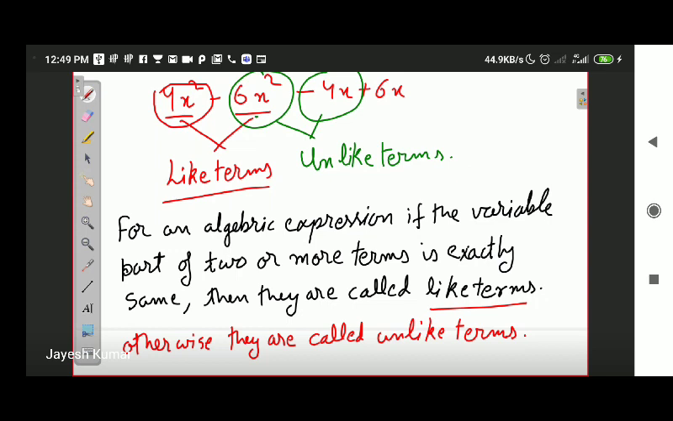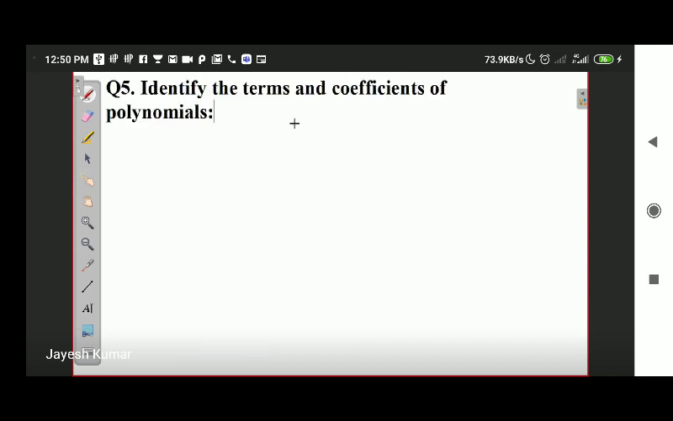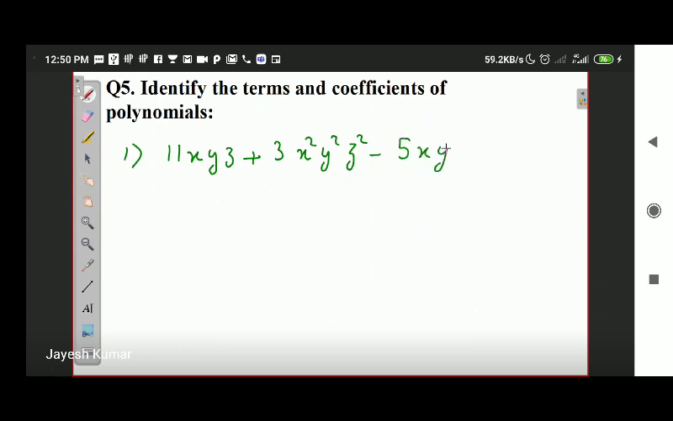Okay, question number 5: identify the terms and coefficient of polynomials. We have to identify the number of terms and the coefficients of polynomials. So first one is 11xyz plus 3x square y square z square minus 5x y square. Okay, so I will write terms one by one. So term 1 will be 11xyz. This is the first term.